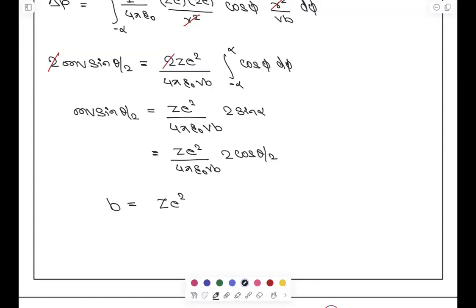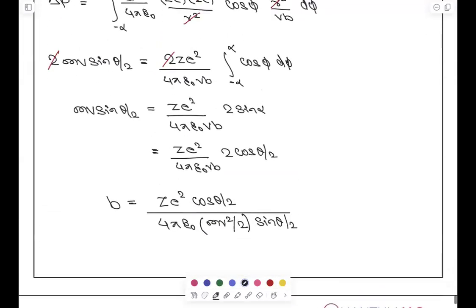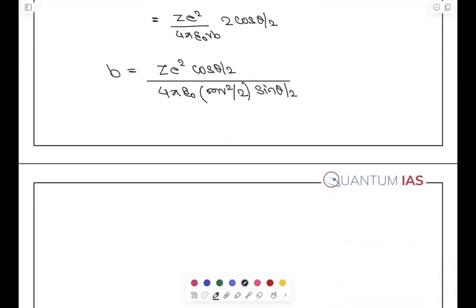So if it is coming out to be 2 cos theta by 2, 2z square cos theta by 2 over 4 epsilon naught, it will come. Okay, let it be. Do this: it will be mv square. Just take one thing, mv square, we take this 2 below, and then sin theta by 2. Now it will come, right.